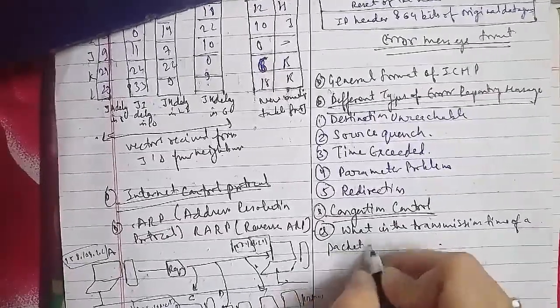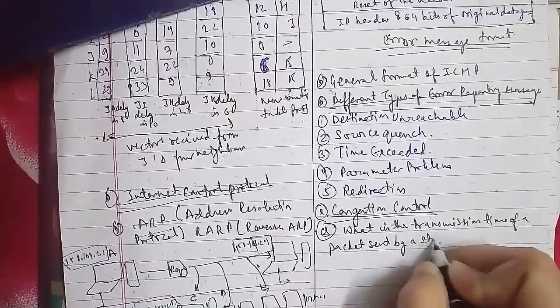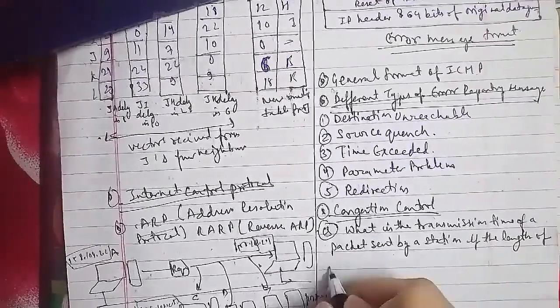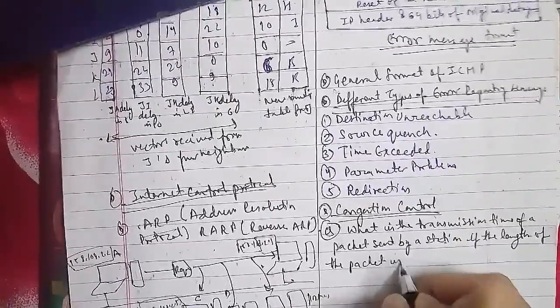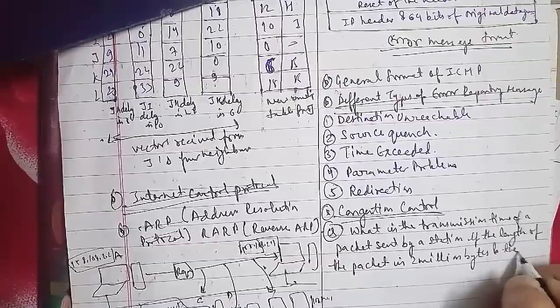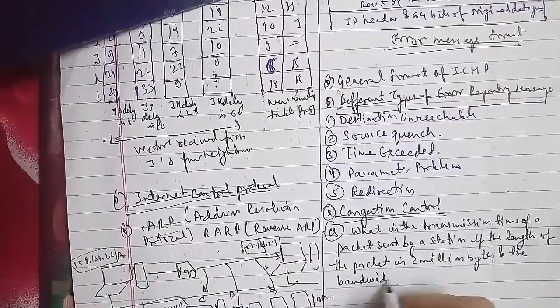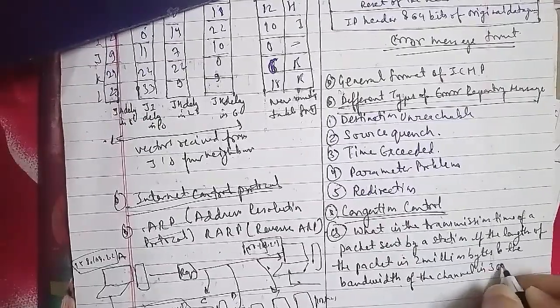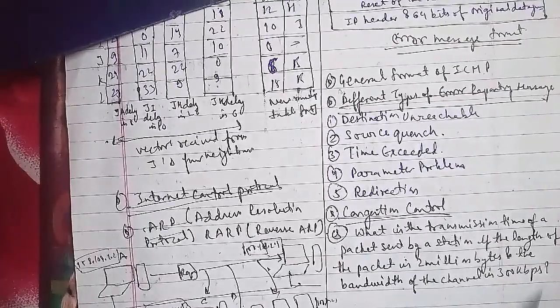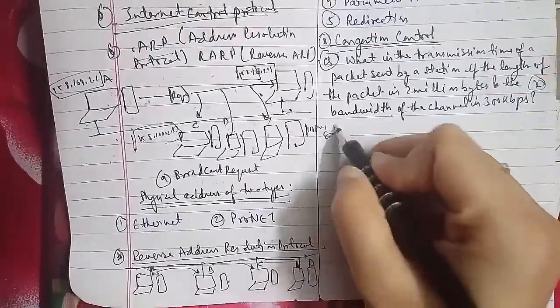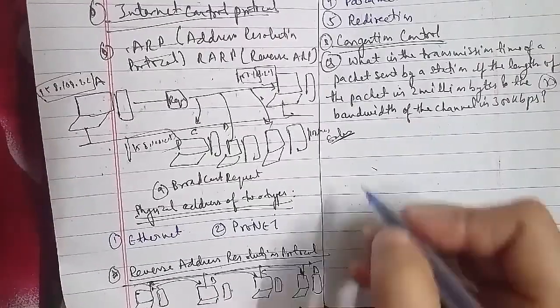The packet size is 2 million bytes, so we convert it to 2 followed by 6 zeros, multiplied by 8 bits, because the packet size is in bytes. And the bandwidth is 300 kbps, which equals 3 followed by 5 zeros bps. And then the transmission time equals the packet size upon the bandwidth.